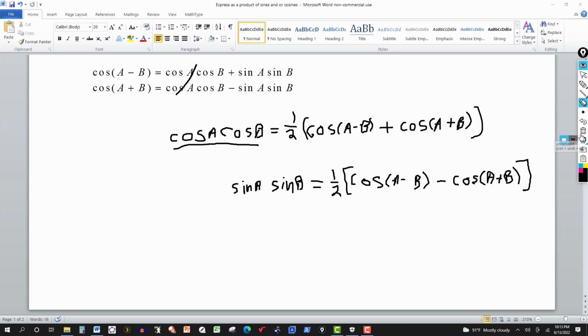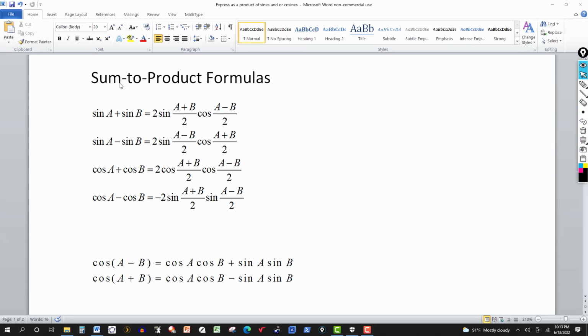And the point I'm making here is that this is how you can derive the formulas that we're going to look at right now. Sum to product formulas. So if you have a sum here, sine of a plus sine of b, you can write it as a product: 2 times the sine of the sum of the two angles divided by 2, cosine of the difference of the two angles divided by 2, and so on. So you can see the formulas there.